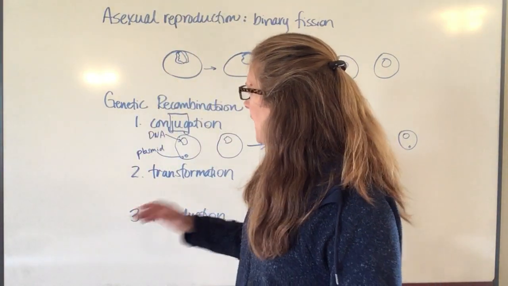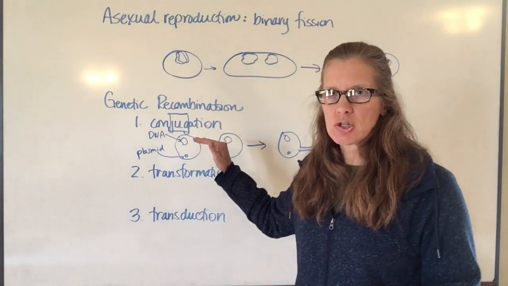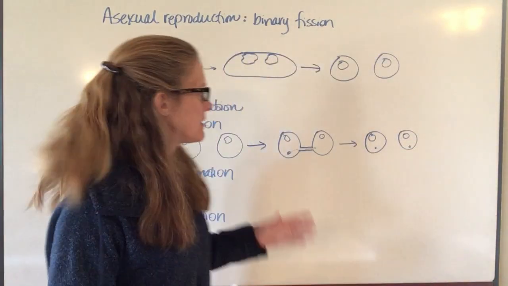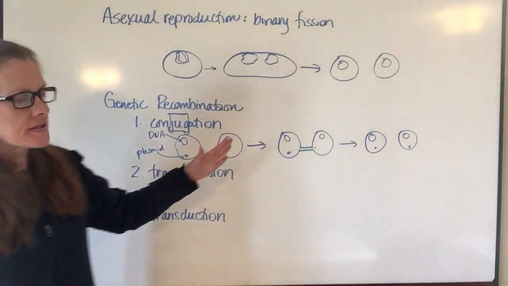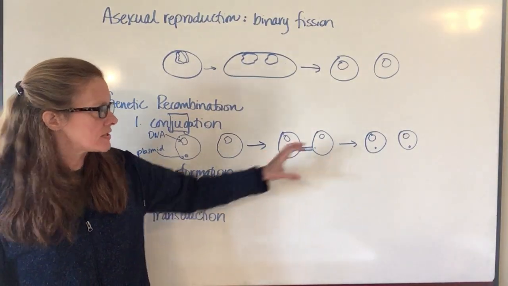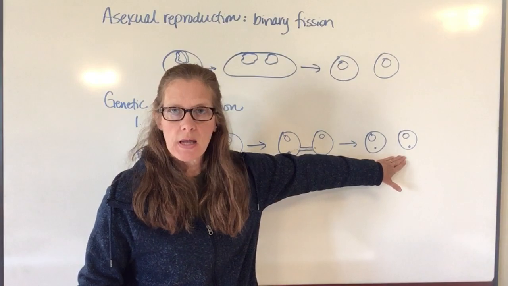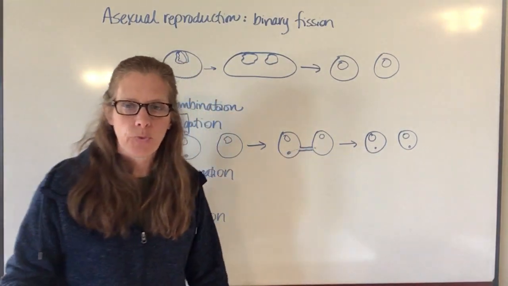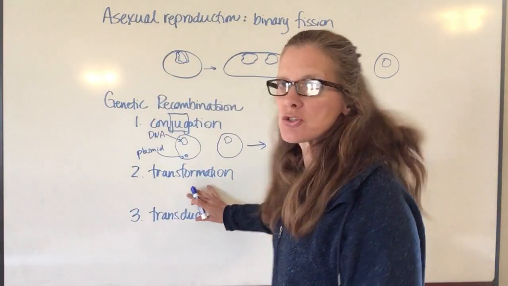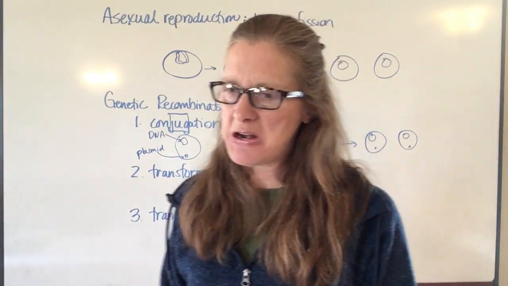Okay, the next method of genetic recombination, and we say genetic recombination because, again, it's not asexual reproduction, but the genes have kind of been recombined in a way so that this bacteria has traits that it didn't have before. Transformation is going to do the same thing. Now, this one's kind of funky.